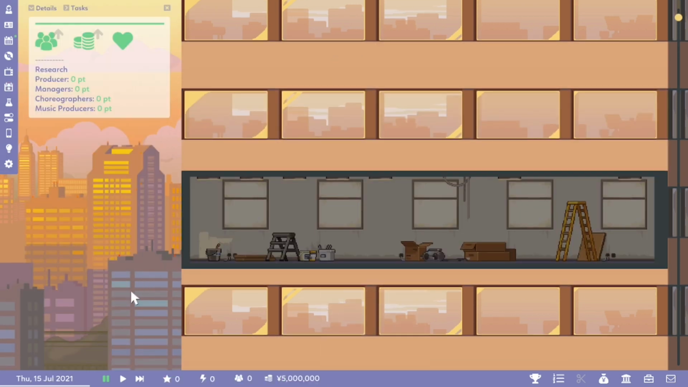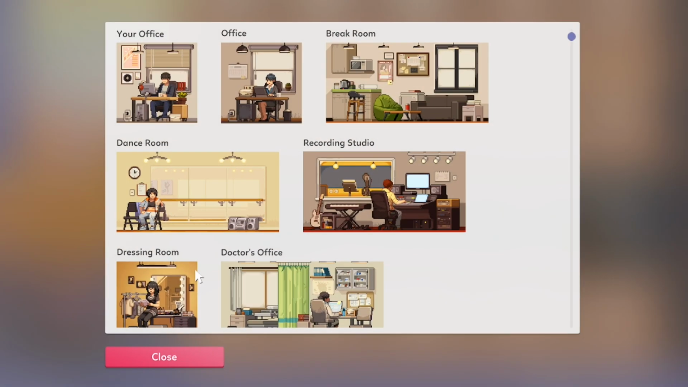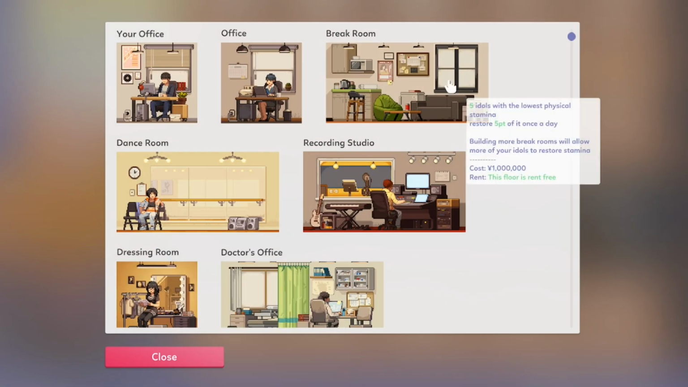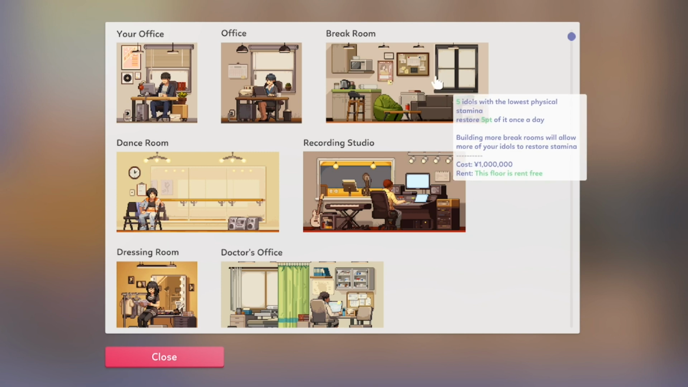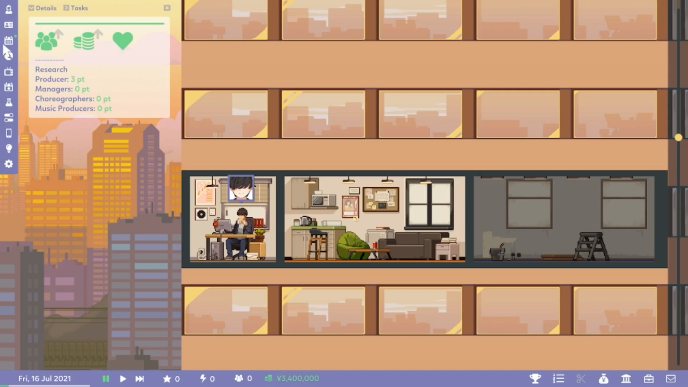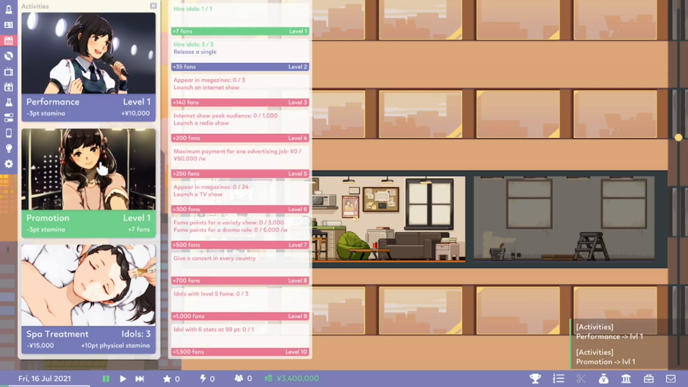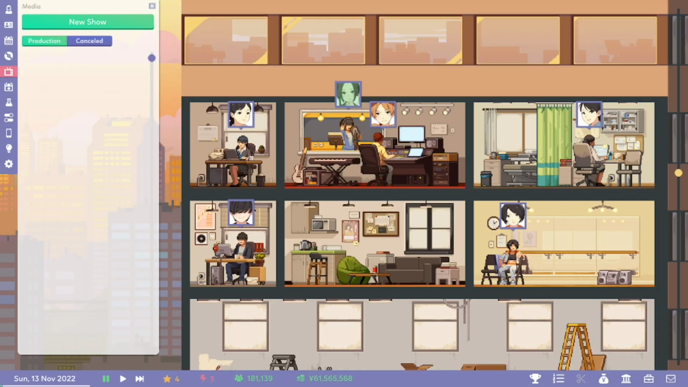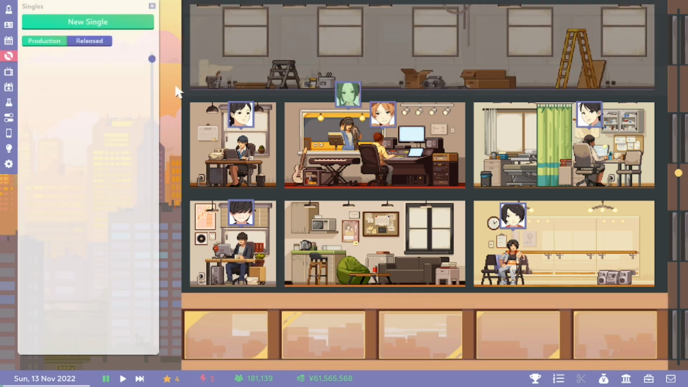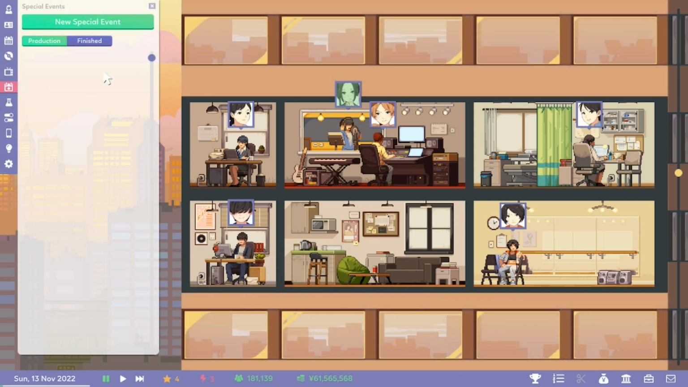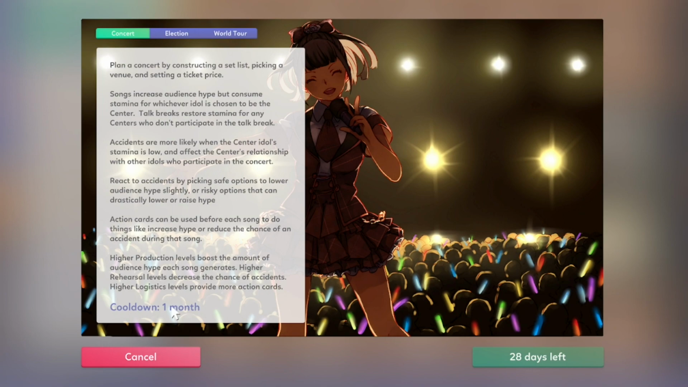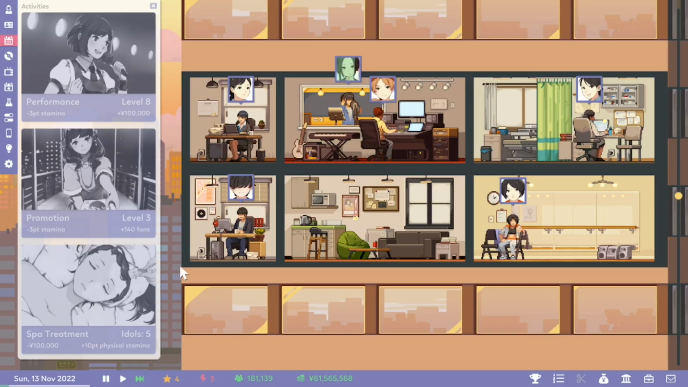Break room to me is very important because it lets 5 of your idols recover 5 points of physical stamina every day. It might not seem like a lot, but consider that daily activities involve everyone in the idol group and cost 3 stamina per day. There's plenty of non-routine activities that will use up huge amounts of stamina, and being able to recover quickly without having to spend money on spa treatments is huge, to say the least.